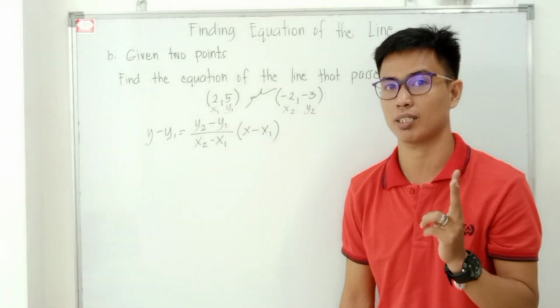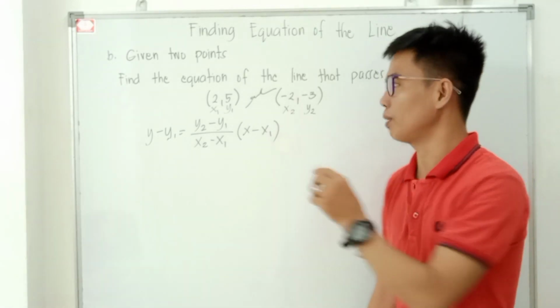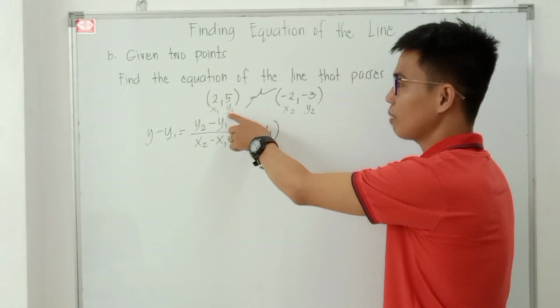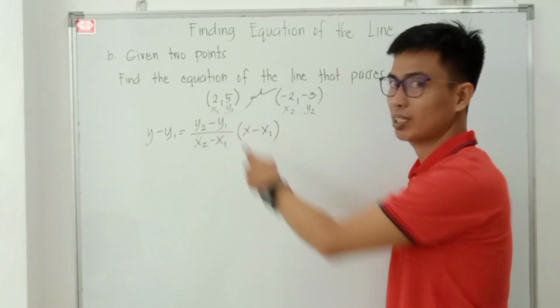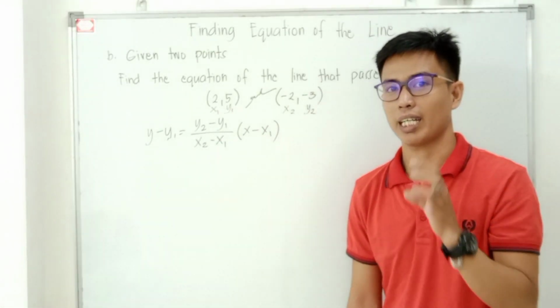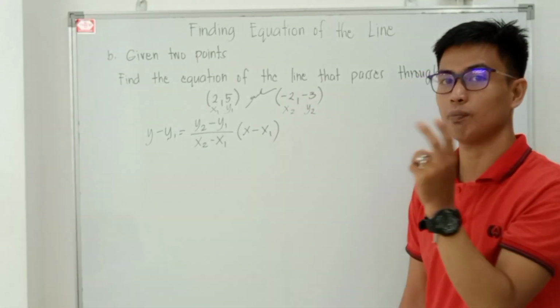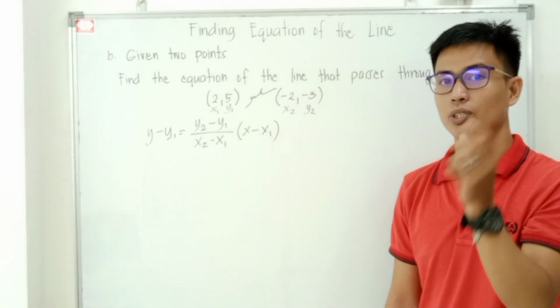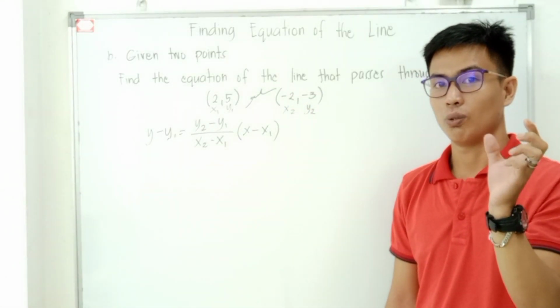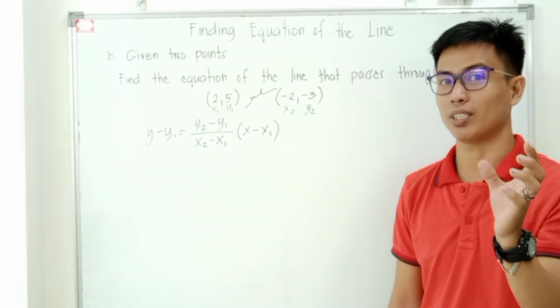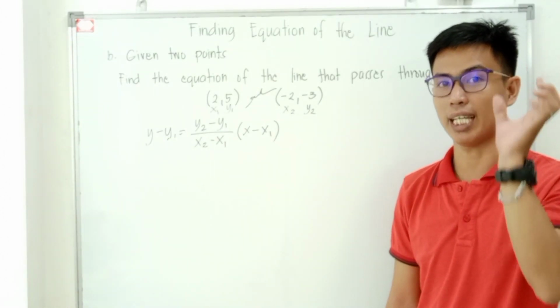Parehas lang sila ng magiging sagot. Pero, huwag niyong gagawin na ito yung magiging x sub 1 at ito yung magiging y sub 1. So, hindi pwede yun. Kailangan lang, pwede magkabaliktad sila, pero hindi niyo pwedeng pagbaliktarin yung label na yung unang term ay gagawin yung y sub 1. So, hindi pwede yun. Kailangan ang x coordinate x lang.